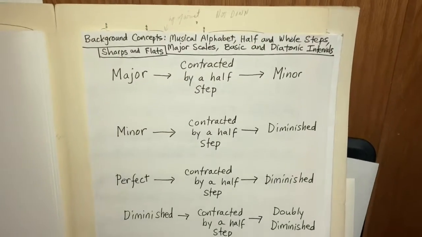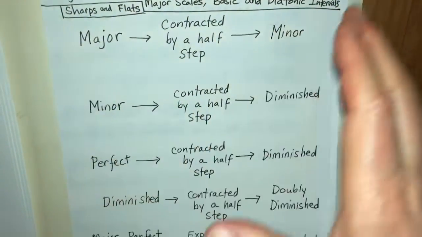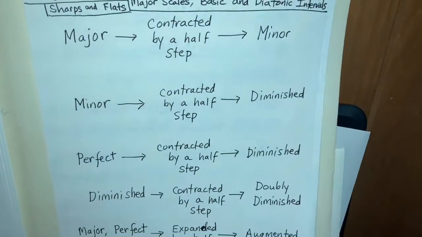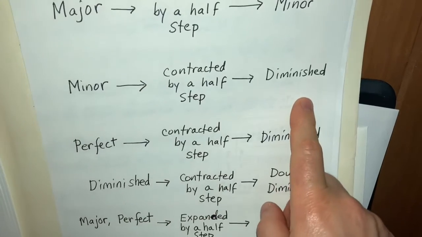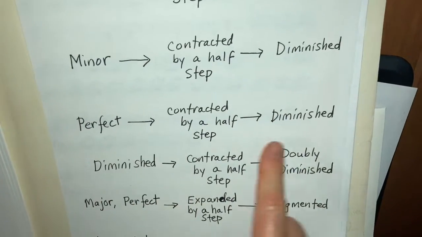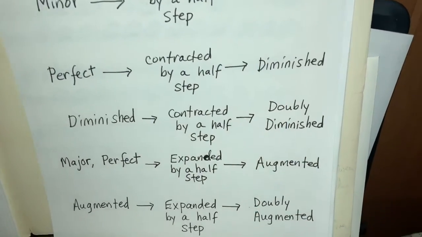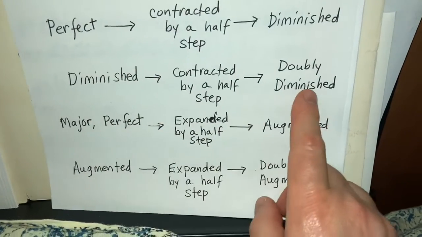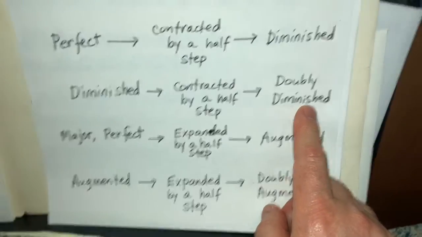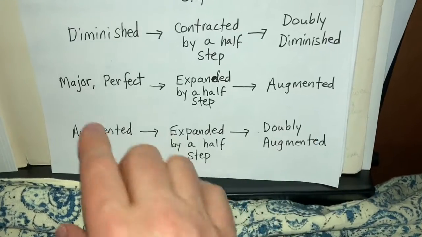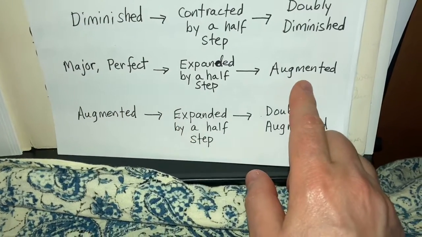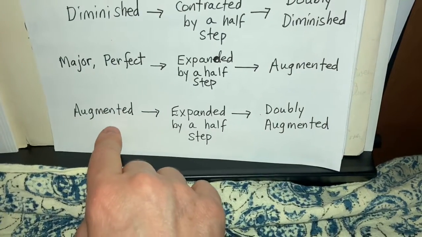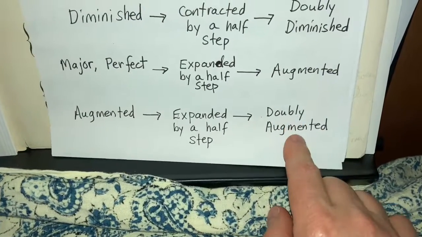Let's review the rules one more time. Making intervals smaller by a half step: major becomes minor, minor becomes diminished, perfect becomes diminished, diminished becomes doubly diminished. Expanding intervals: the major and perfect intervals expanded become augmented. The augmented intervals expanded become doubly augmented.